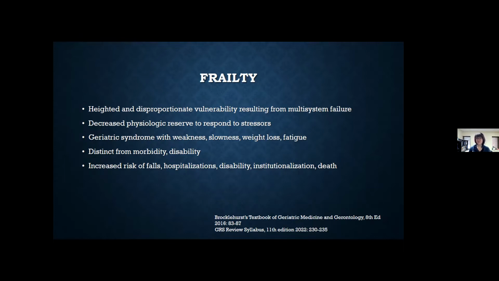Some of the key features are weakness, slowness of gait, weight loss, fatigue, just like overall exhaustion. You'll hear that from people: "I'm just tired." Well, what are you doing? "I'm just tired. I don't have the energy to do it."